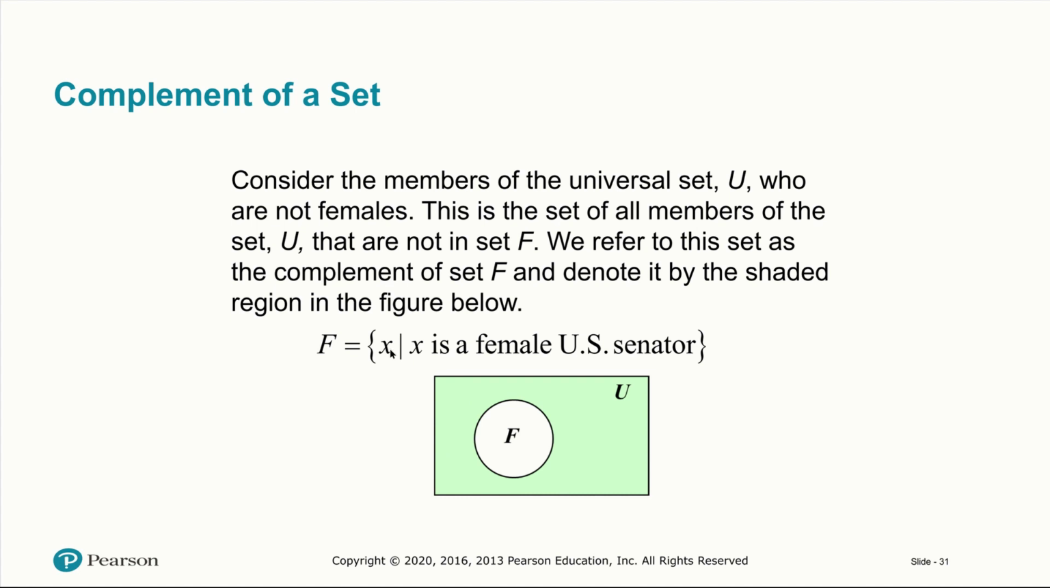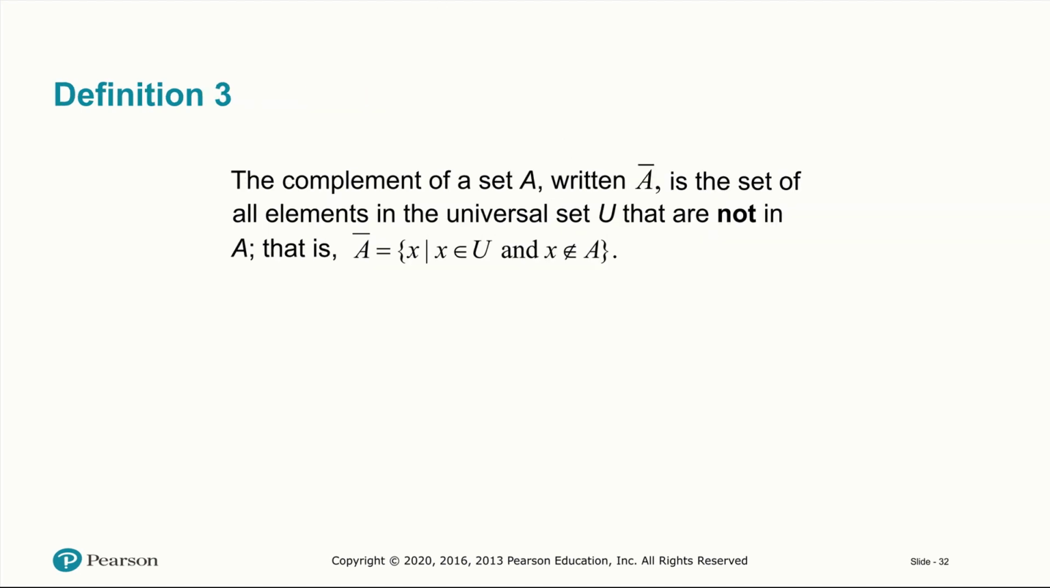F being, of course, the set of all female members of the US Senate. So basically the complement of a set A, and we write it with an A with a bar on top, is the set of all elements in the universal set U that are not in A. That is, A bar equals all X such that X belongs to U and X does not belong to A. Okay?